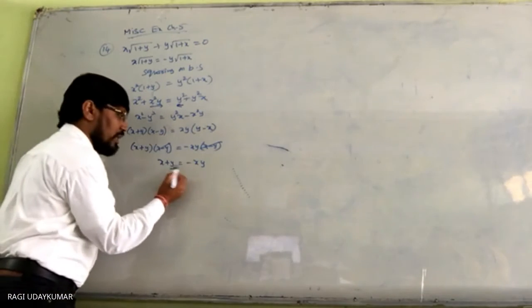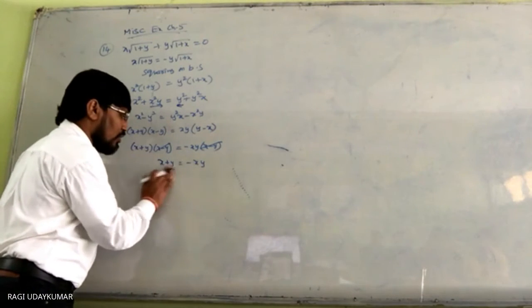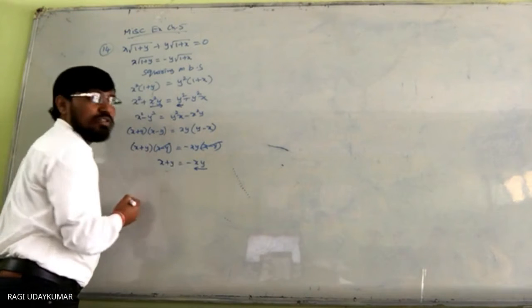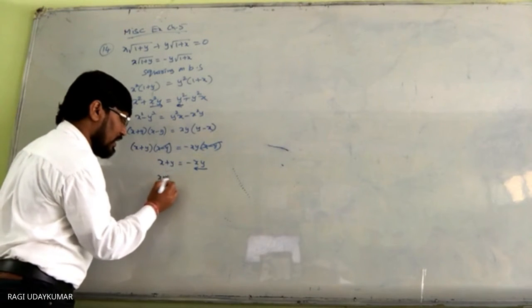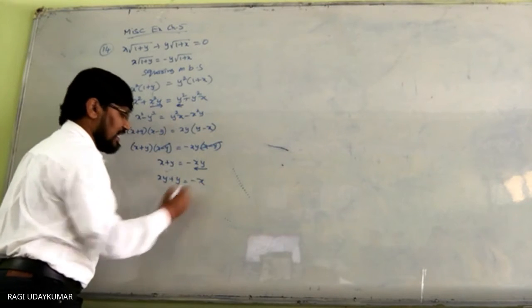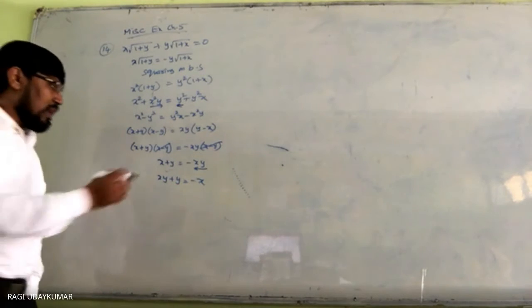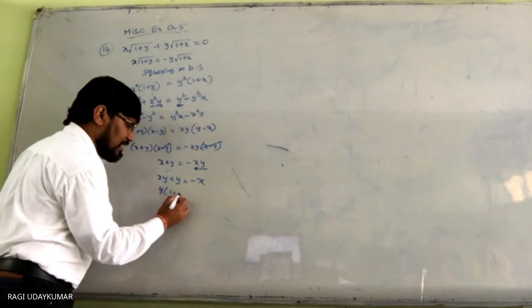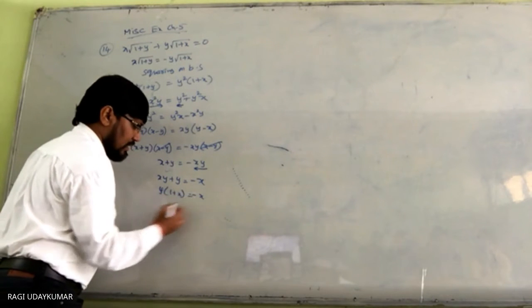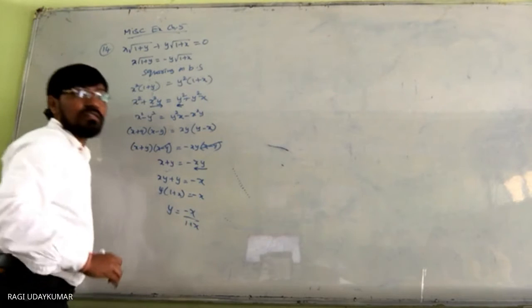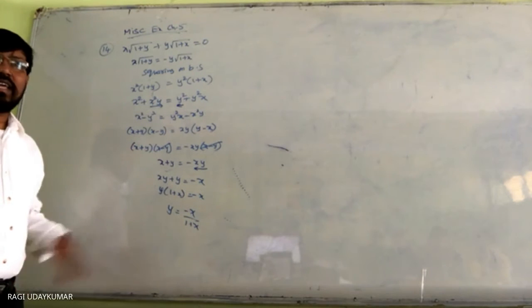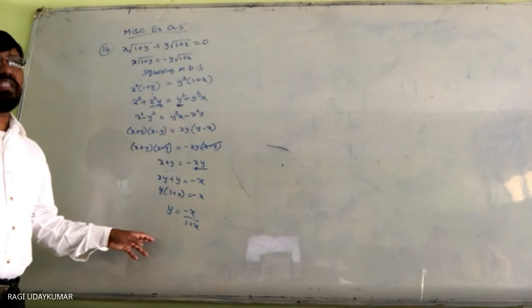Take this y to the right hand side, or you do one thing: take this one to this side and x to that side. So what do you get here? xy plus y is equal to minus x. Taking y common, y into (1 plus x) is equal to minus x. So y is equal to minus x by (1 plus x). Now y is there, and we need to find dy by dx.